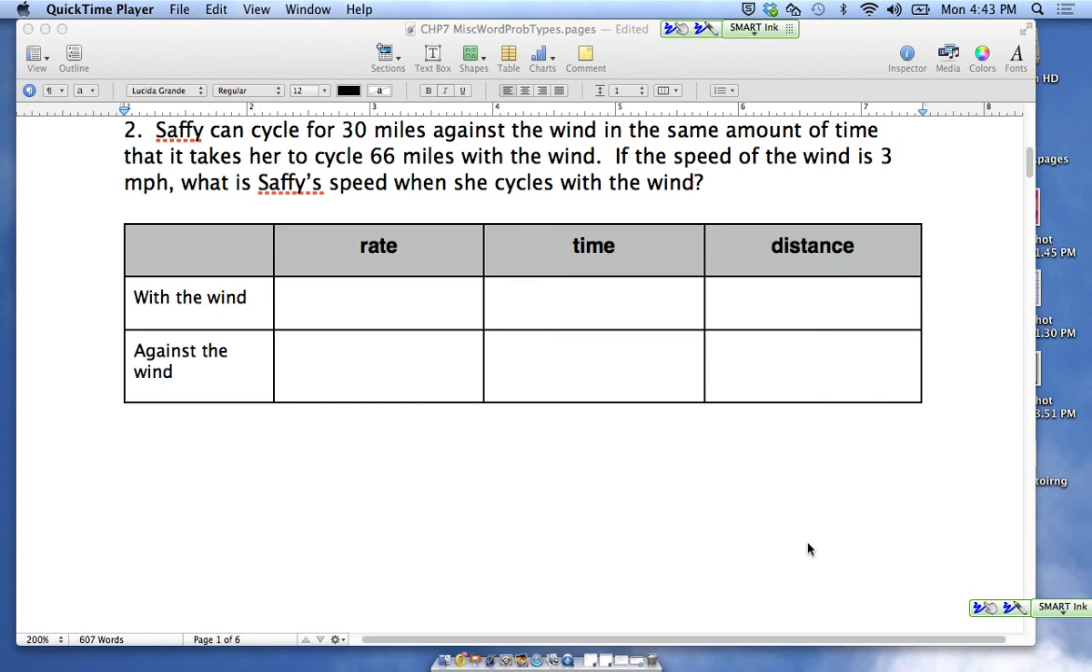We'll do in class together. If you can do number 2, you can do all the way up through number 5. They're all modeled exactly the same. So this is a distance, rate, time problem.